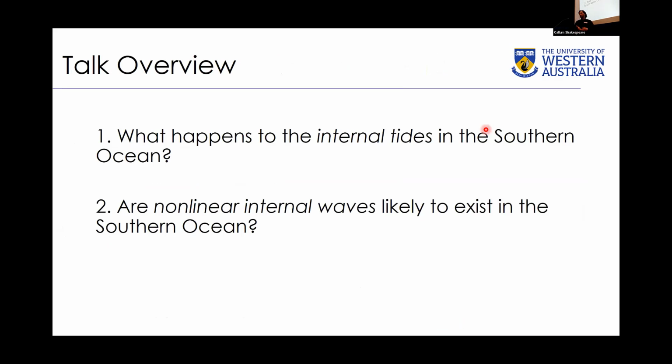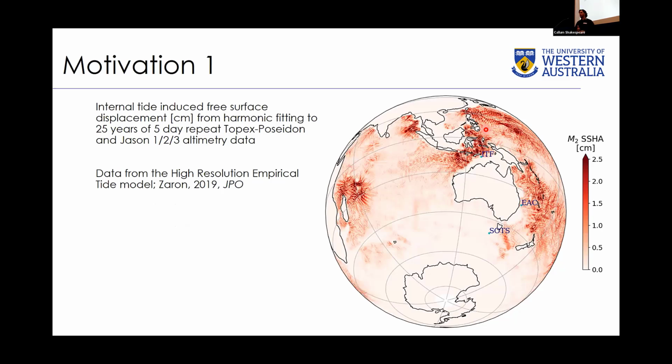So a bit of an overview. The main two aspects of internal waves that I look at are internal tides, and I'll explain what they are. And I wanted to ask this question about what happens to the internal tides in the Southern Ocean. What is their fate? And the second question that I'm going to look at in the second half of the talk is, are nonlinear internal waves likely to exist? And I'll define what both of these mean in a minute.